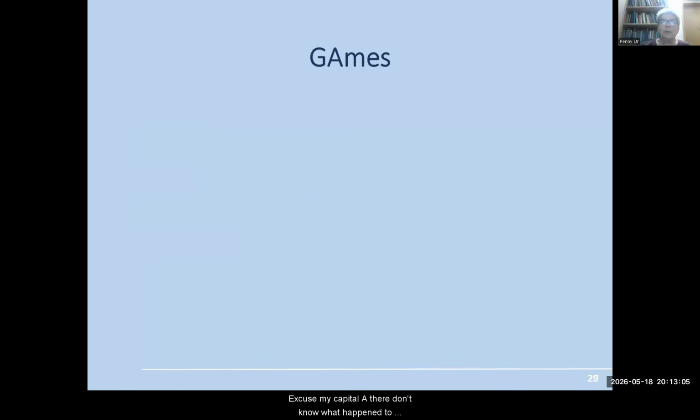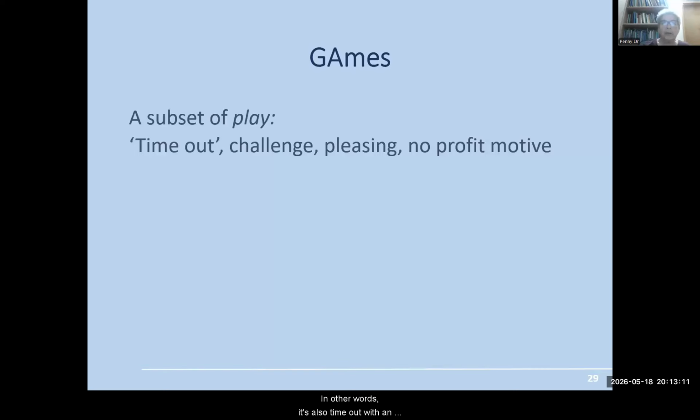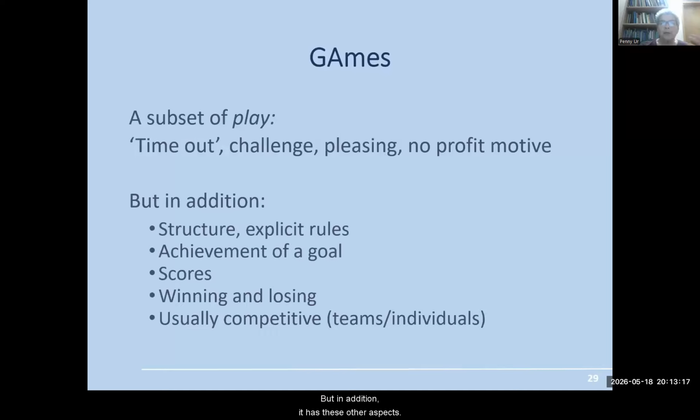Games, excuse my capital A there, don't know what happened to me, is a subset of play. In other words, it's also time out with an achievable challenge. It's pleasing, no profit motive, but in addition, it has these other aspects. It's much more structured, and it has explicit rules, much clearer, explicit rules. It aims at the achievement of some kind of goal, which implies scores, winning and losing, and it is usually competitive. You usually have two teams against each other or individuals against each other.